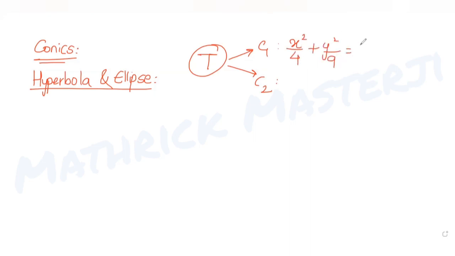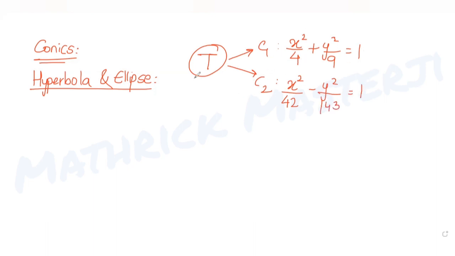Let's see today's question. Today's question we are taking up from the topic of conics, from the concepts of hyperbola and ellipse. The question says that a common tangent T is present to the curves C1 and C2. The curve C1 has the equation x square over 4 plus y square over 9 equals 1, and the curve C2 has the equation x square over 42 minus y square over 143 equals 1.